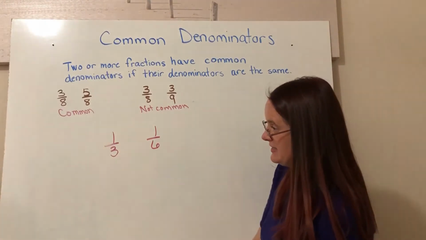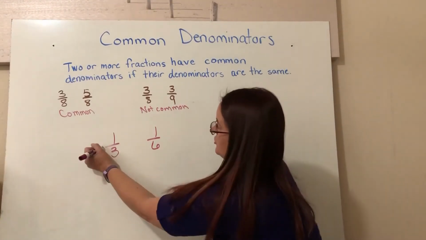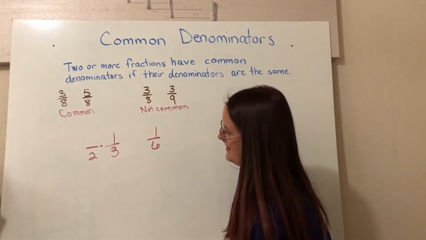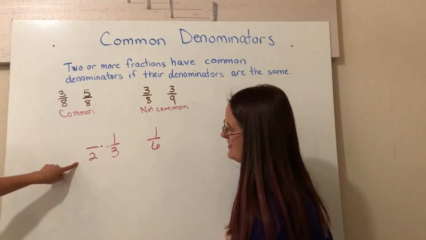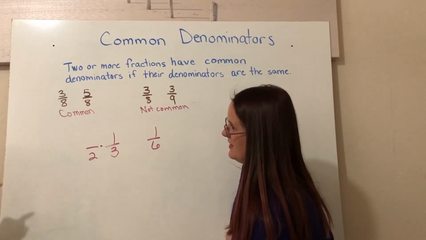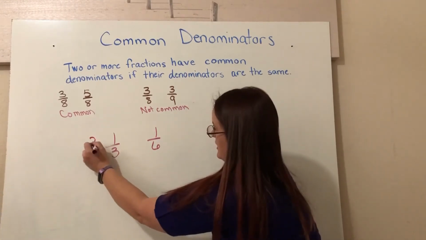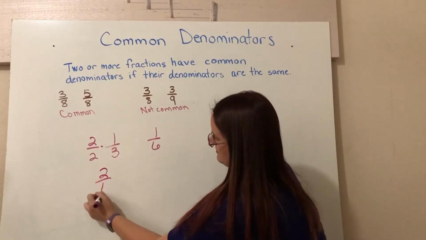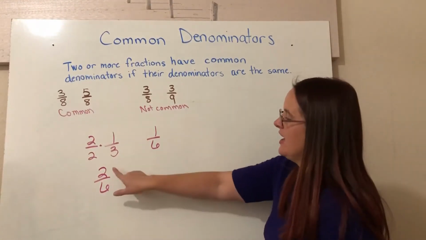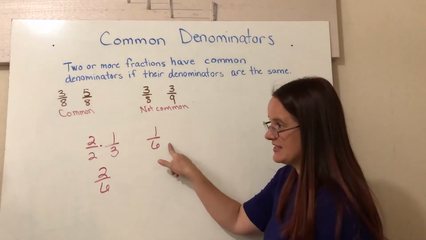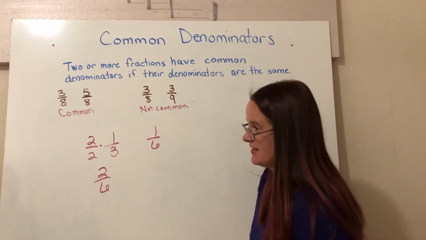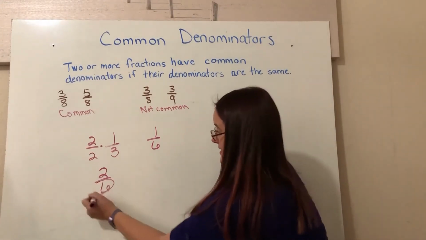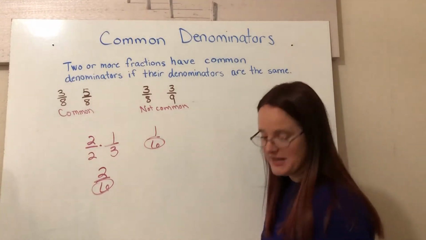What do I have to multiply times 3 to get 6? 2. How do I write it? 2 here. And 2 here, I want to keep it equal. So same thing to the top and bottom. 2 times 1 gives me 2. 2 times 3 gives me 6. Is 2/6 and 1/6 — do they have common denominators? Are they the same? Yeah, 6 and 6. They have that in common.